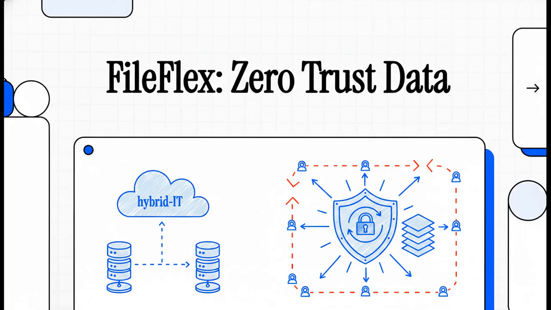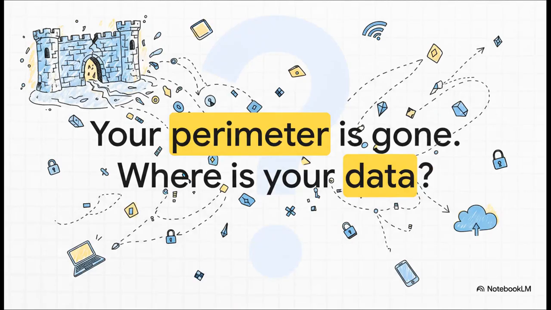Let's dive in. Okay, so this is the question, right? If you're a CIO, if you're a CISO, this is what you're wrestling with. That old castle and moat idea, where you just protect the corporate network, it's gone. It's totally obsolete. Your people are everywhere, and guess what? Your data is scattered right there with them.